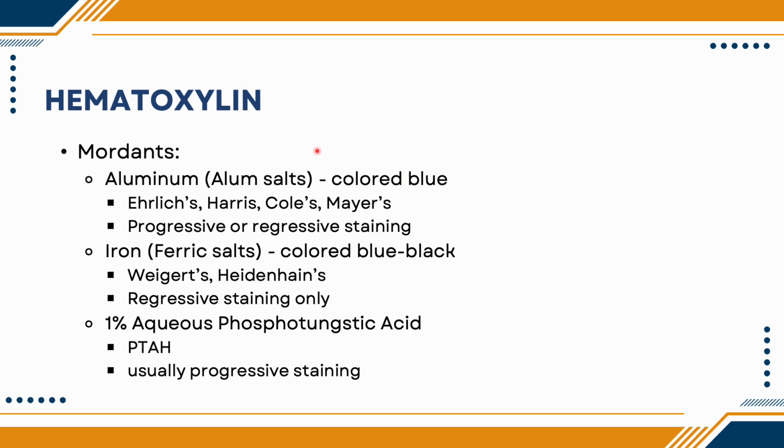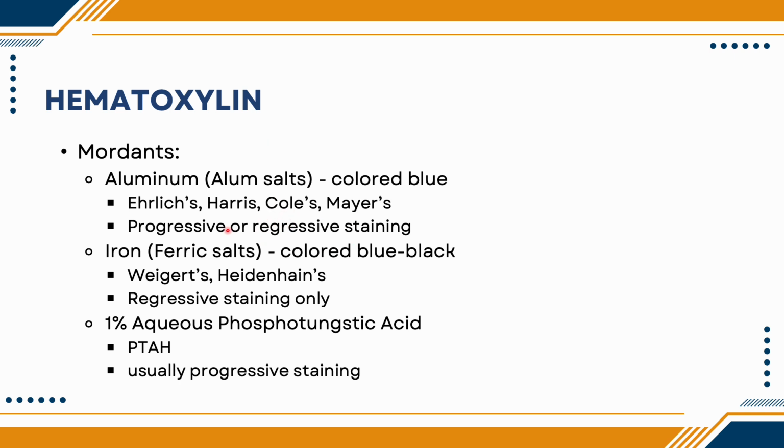The examples include the Ehrlich's, Harris, Cole's, and Mayer's, all of which are something that you have to memorize because they are typically being asked in the board examination. So they could be used for progressive or regressive staining.